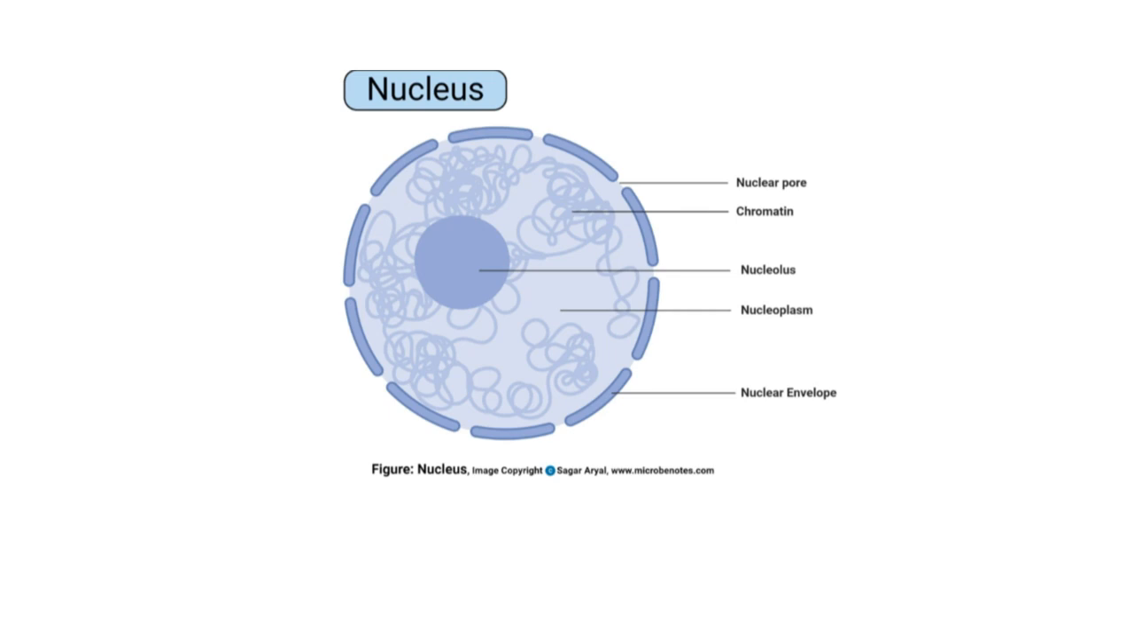So first we have the nucleus. This is usually located near the center of the cell and is the largest organelle. It's surrounded by a nuclear membrane which contains small pores that allow substances like mRNA to move in and out. Inside the nucleus we have a nucleolus, which is involved in producing components needed to make ribosomes.